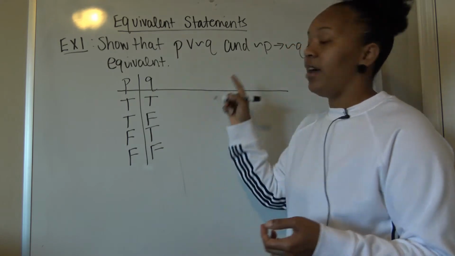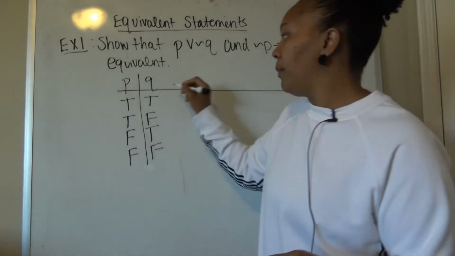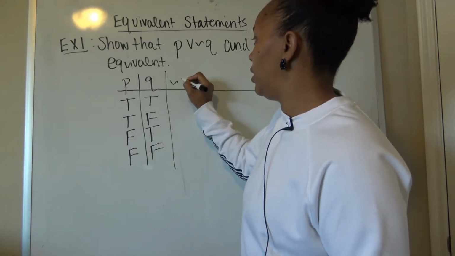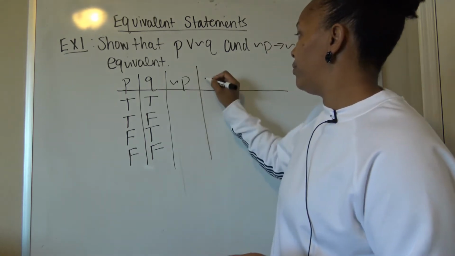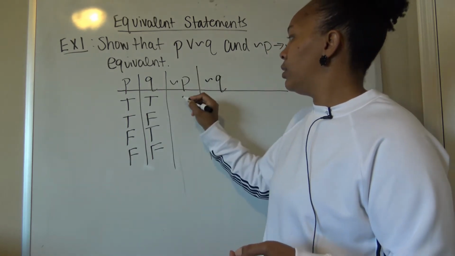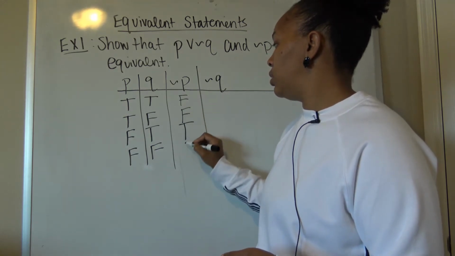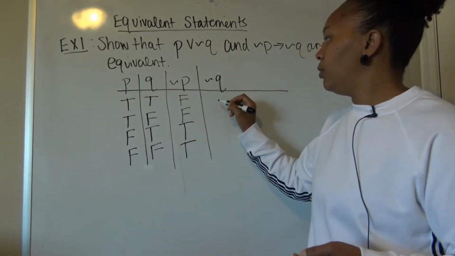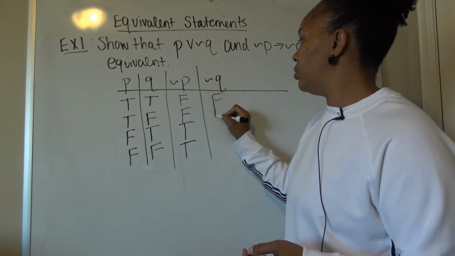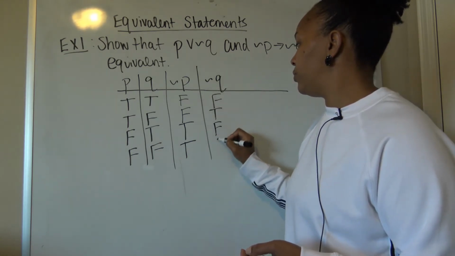And then alternate your true and falses. And now, since I have a not P and a not Q involved, I'm going to go ahead and do a not P and a not Q column. So not P will be false, false, true, true. And not Q will be false, true, false, true.